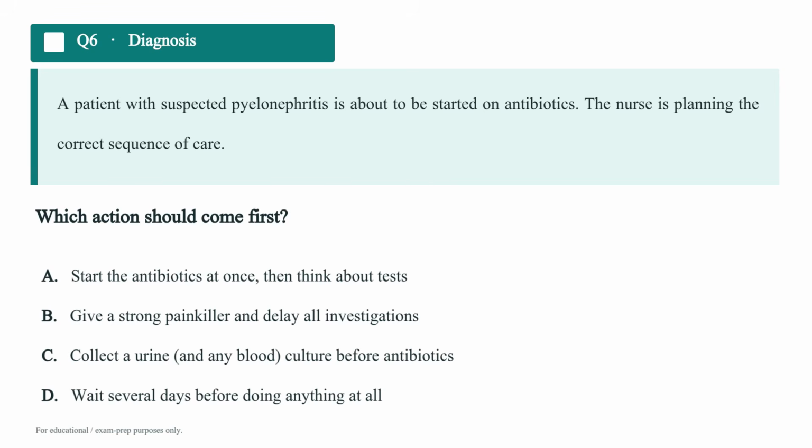Question 6. A patient with suspected pyelonephritis is about to be started on antibiotics, and the nurse is planning the correct sequence of care. Which action should come first? Option A. Start the antibiotics at once, then think about tests. Option B. Give a strong painkiller and delay all investigations. Option C. Collect a urine and any blood culture before antibiotics. Option D. Wait several days before doing anything at all. Pause here and choose your answer.